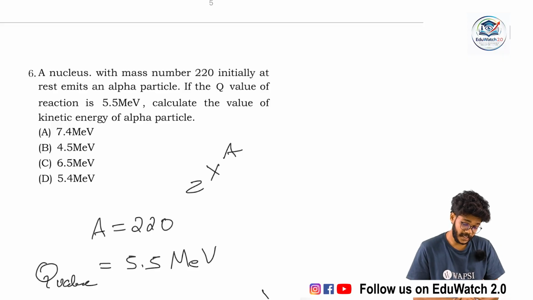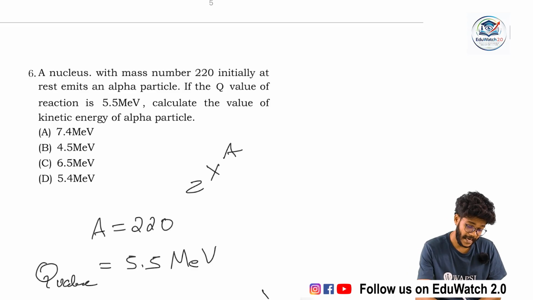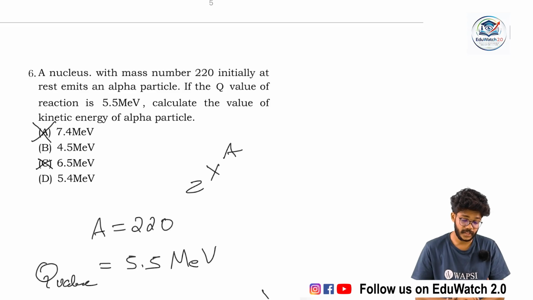And which option is very near to 5.5? That is 5.4 mega electron volt. And options A and C are much larger than 5.5, so those are incorrect. And 4.5 is much less than 5.4. So option D is the correct answer.